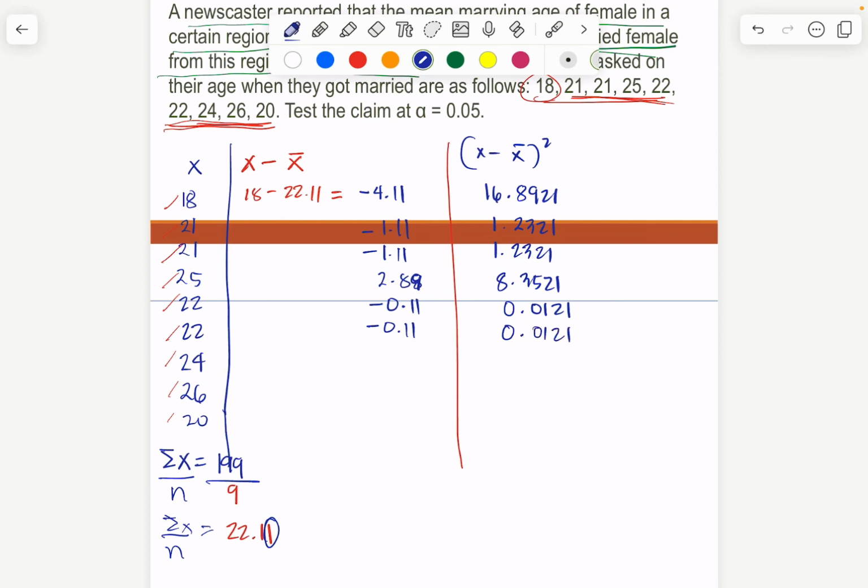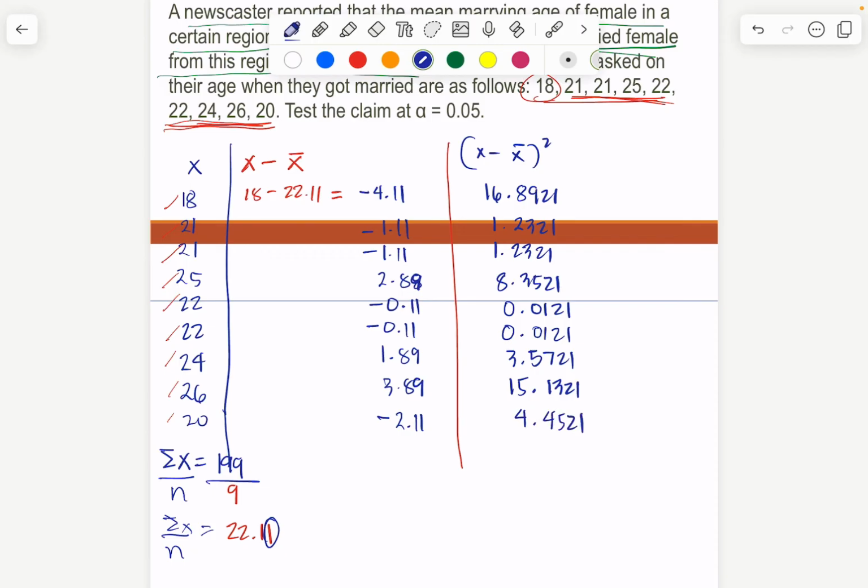Now what we will do is 24 minus 22.11. That will be 1.89 squared. So that is 3.5721. Next to that is 26 minus 22.11. The answer will be 3.89. Squared again, then you will achieve 15.1321. Next to that is 20 minus 22.11. The answer is negative 2.11 squared, and you'll come up with 4.4521.